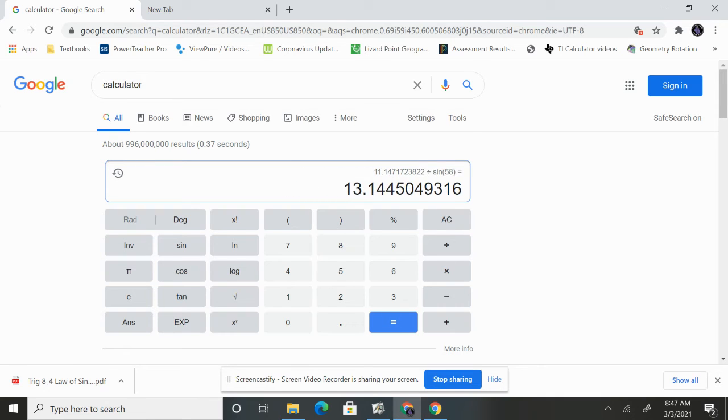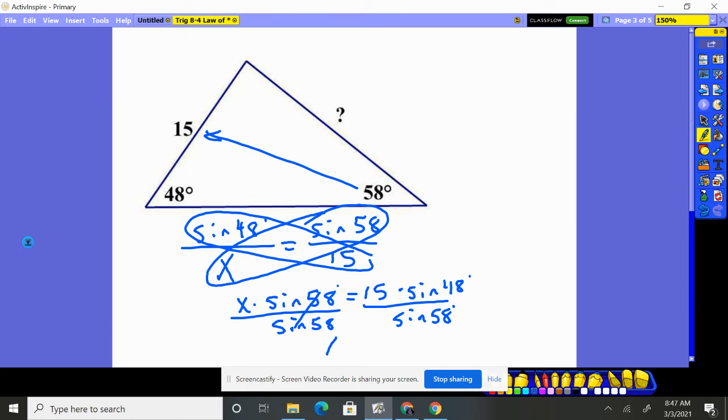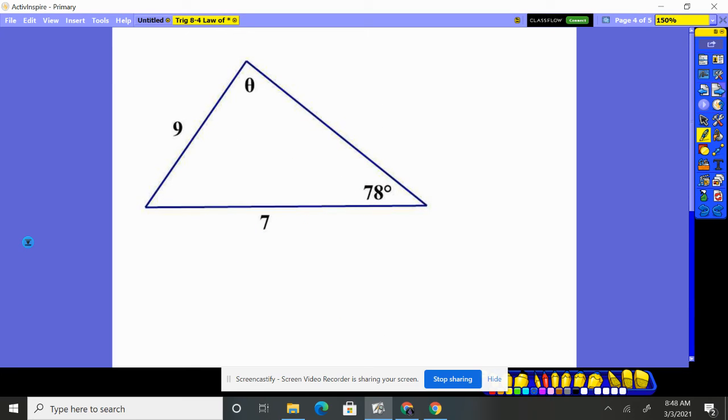Hit enter. So we get that x is what? 13.1? We'll just go with 13.1. That's good enough for me, to the tenths. So we know this missing side here is about 13.1. That's its length.